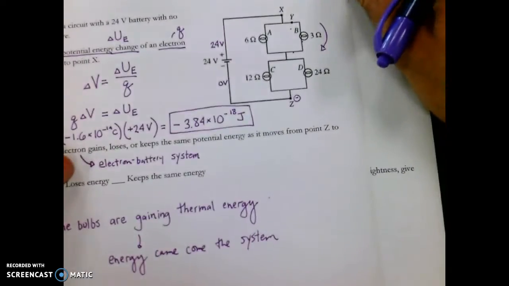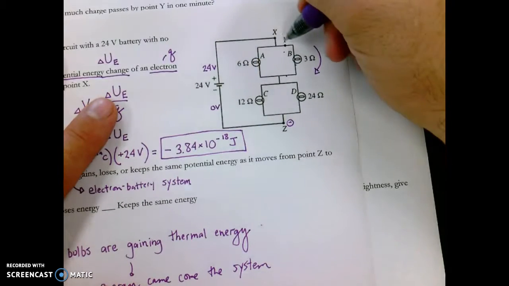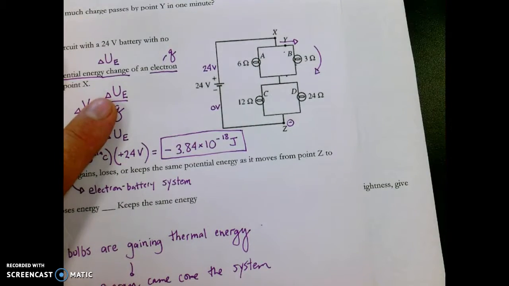Speaking of point Y, indicate on the diagram the direction of the current through point Y. Easy. Current travels from high potential to low potential. That must be this direction, traveling from 24 to 0.